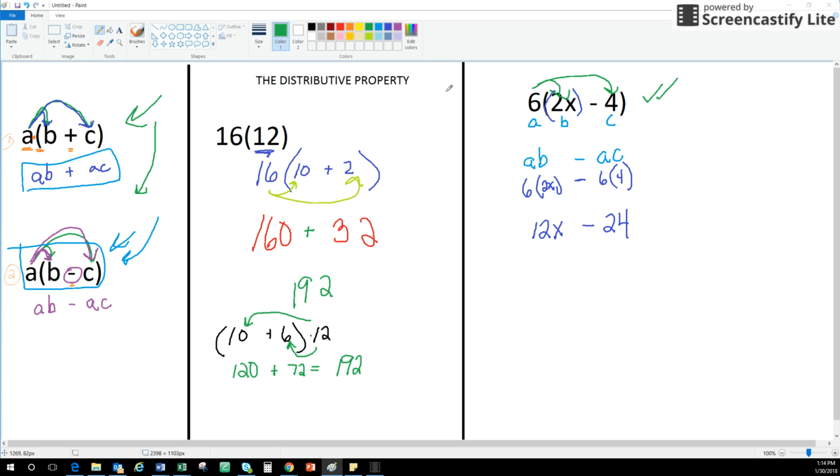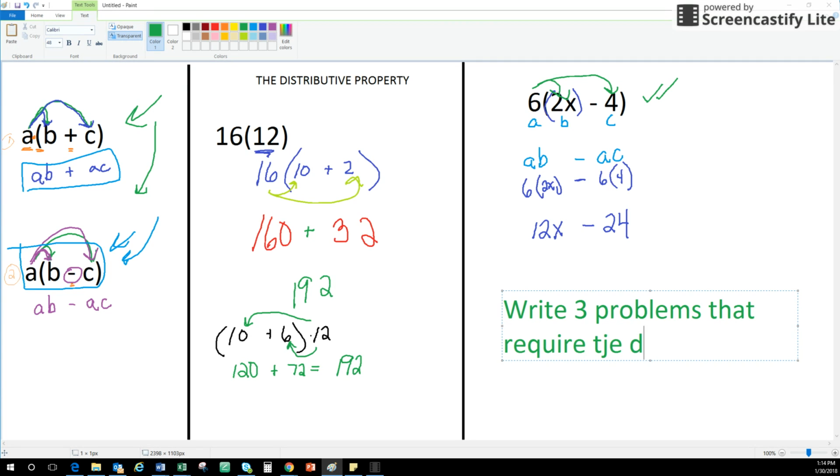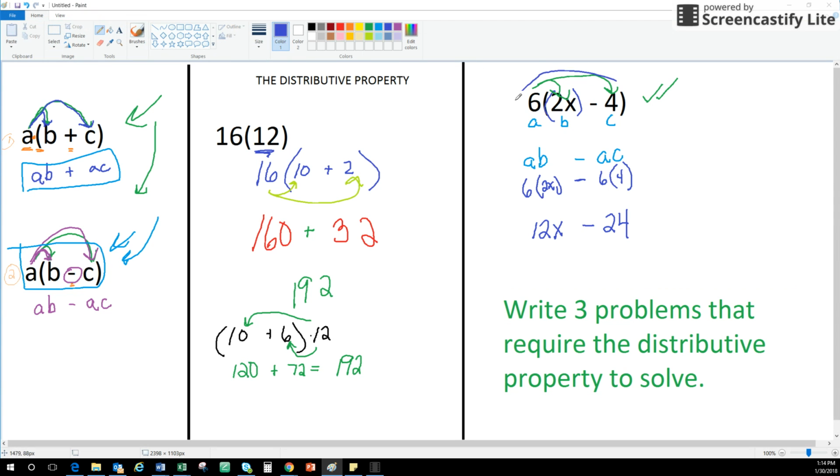So your task for today: I want you to write three problems that will require the distributive property to solve. So we're looking for three problems that are somewhere like this guy up here. I want three of these. So bring me three of them.